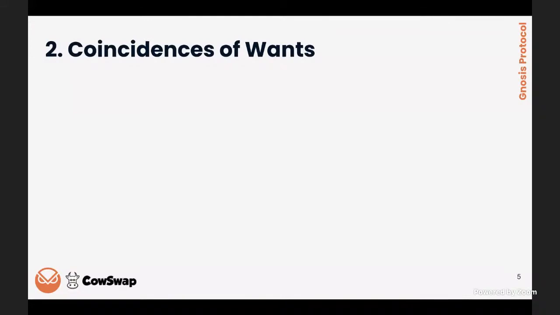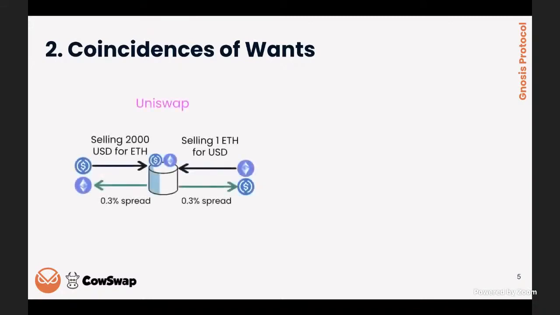And so coincidence of wants is basically the phenomenon where somebody wants to sell a token for another token, and another person wants to buy the token that the first party is selling exactly for the token that the first party is buying. And so today on Ethereum, let's take Uniswap as an example. If you had one party selling $2,000 for ETH and another person that would be willing to buy 1 ETH for $2,000, they would both hit the Uniswap pool. They would both pay the liquidity provider a fee. It might be 0.05% now, but it is a significant fee.